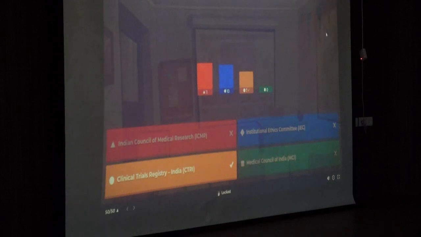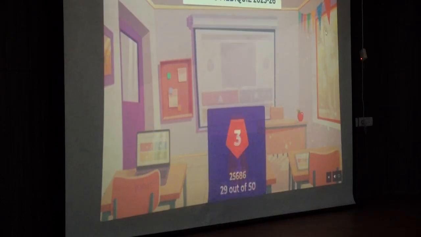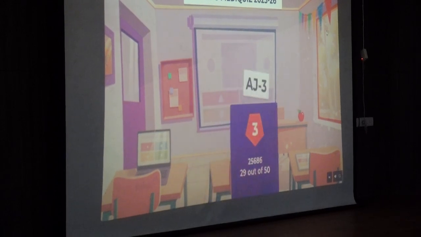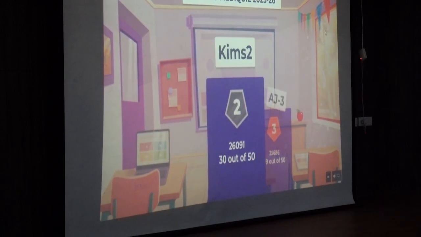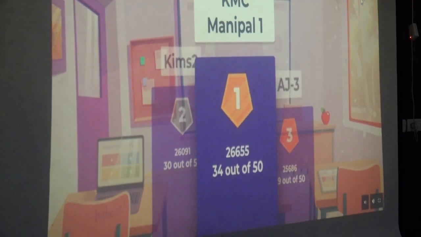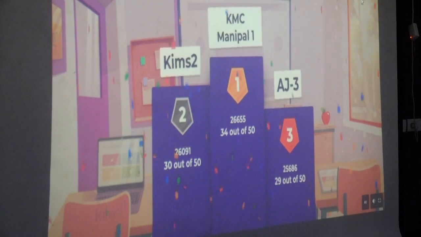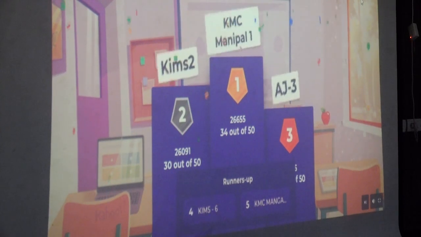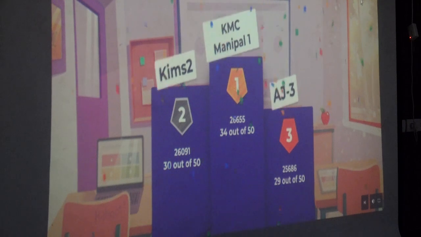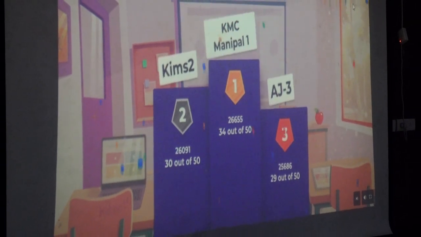The results. Third position by team 3 of AJ. Congratulations. Kim's team 2 makes it second, and KMC Manipal team 1 holding on to the first place. I'd like to welcome Professor Dr. Mohammad Ismail and Professor Dr. M. Venkatrai Prabhu. We'll be having the prize distribution shortly.